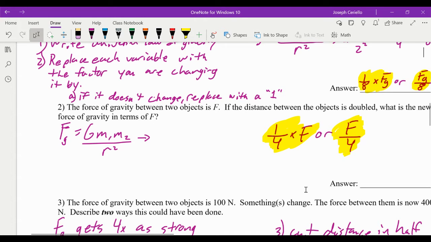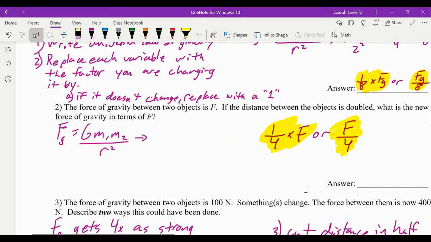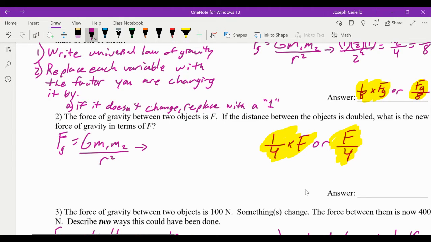The next one says the force of gravity between two objects if the distance between them is doubled. That's the only change. Everything else stays the same. So this one's actually a little bit easier. So big G ain't changing, nor are either of the masses. So those are all 1s.